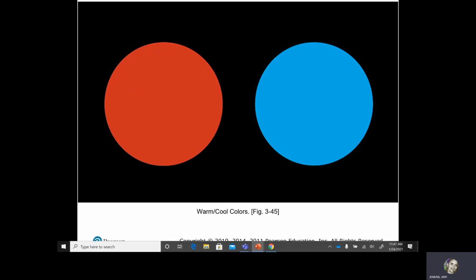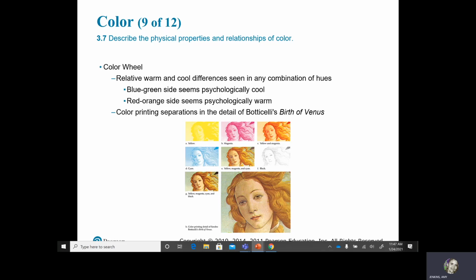Warm colors on the left and cool on the right. Warm is associated with things like fire, cool with ice and water. Color wheel. The relative warm and cool difference is seen in any combination of hues. The blue-green side seems psychologically cool. The red-orange side seems psychologically warm.